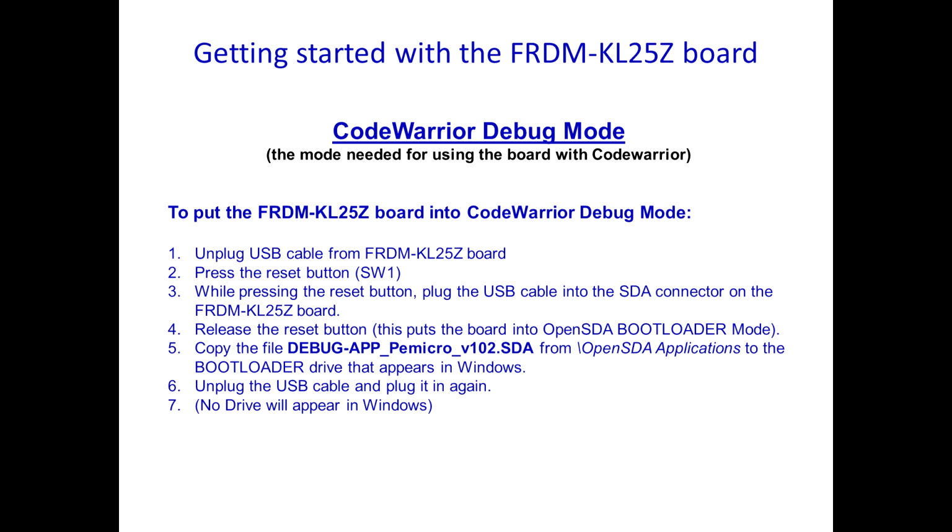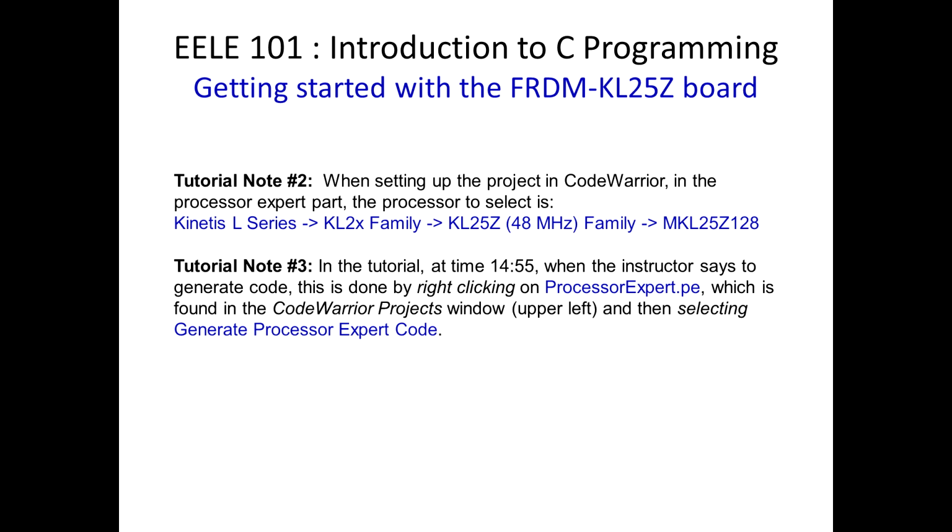Now if you're going to use CodeWarrior with it, you need to put it in the CodeWarrior debug mode. It's a similar type of operation. You unplug the USB cable from the board and press down switch 1. While you're pressing that reset button, plug the cable back in and then release the button. This puts it into the OpenSDA bootloader mode. Now you copy another file, which is debug app micro, to that drive. Then you unplug the USB cable and plug it in again. In this case, no drive letter will open up in Windows, so it'll look like nothing just happened, but when you're in CodeWarrior, you should be able to see the board then.